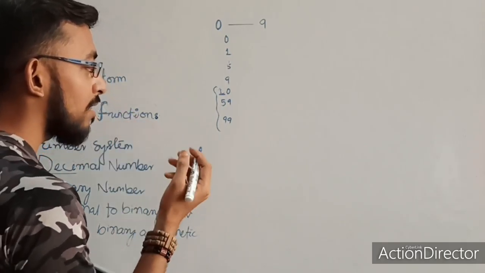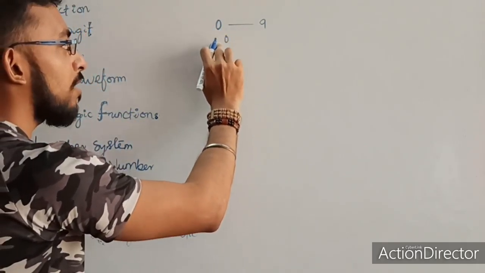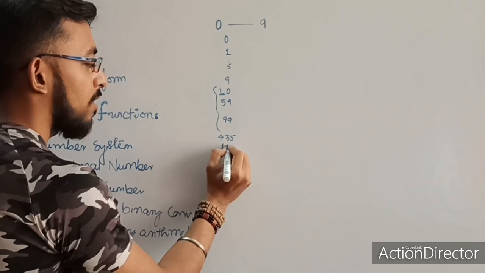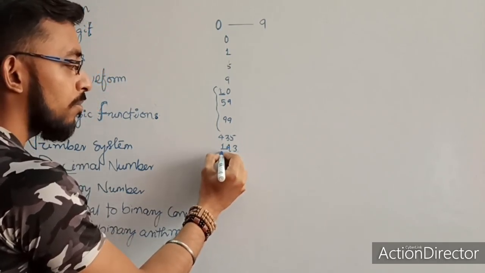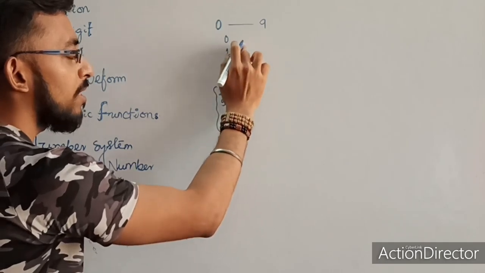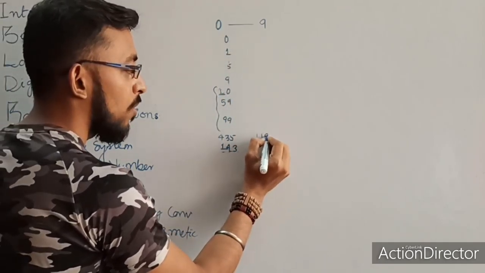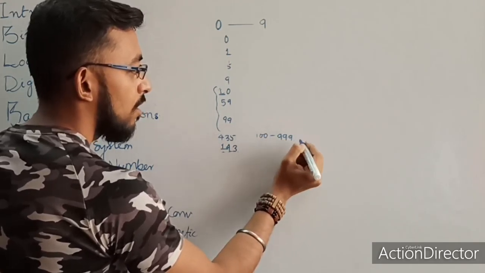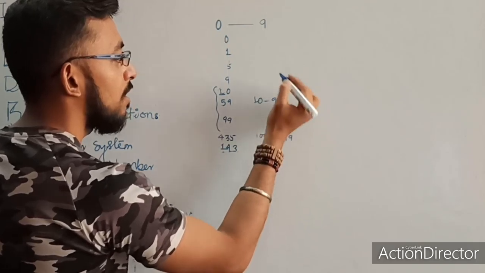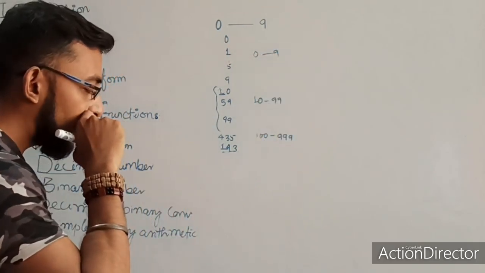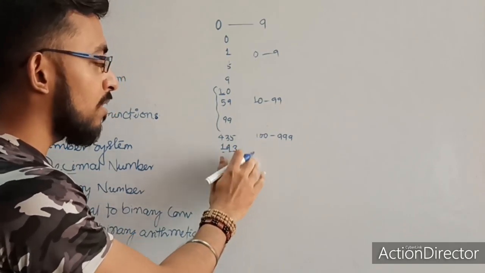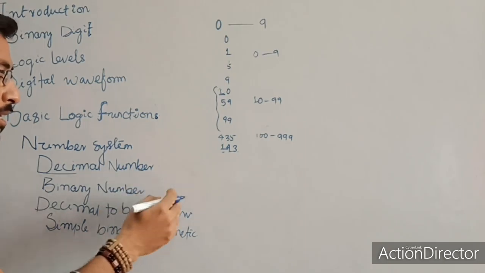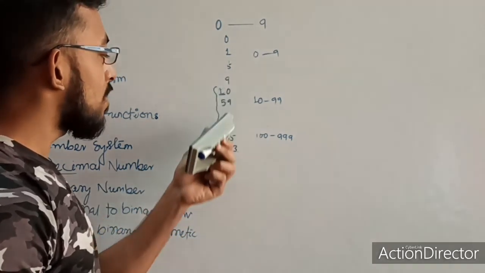Now, if I want to write a three-digit number, I have to take a combination of any three, for example 435 or 143. For three digits I can write from 100 to 999. For two digits it is 10 to 99, and for one digit it is 0 to 9. This seems easy, but we have to know this decimal concept so that we can use it further for binary and for conversion. So this is the basic of the decimal system.